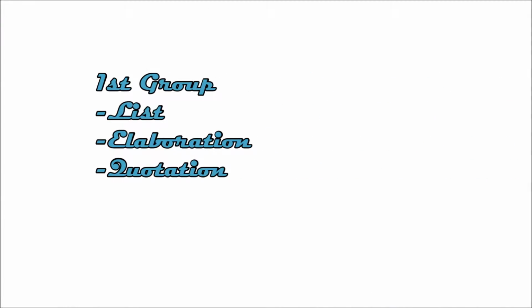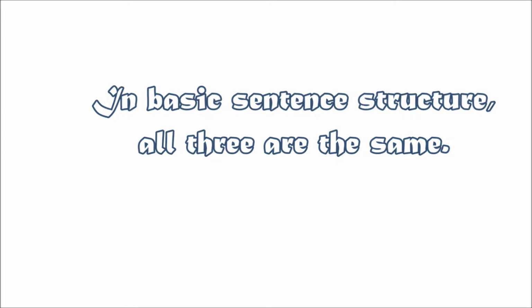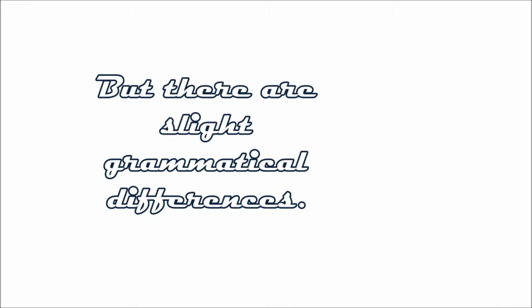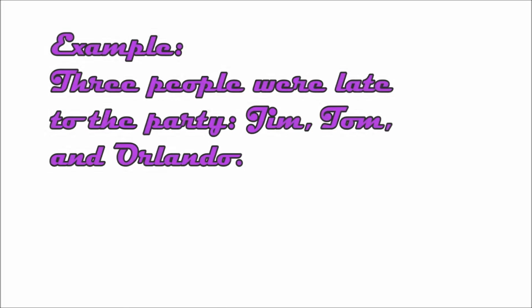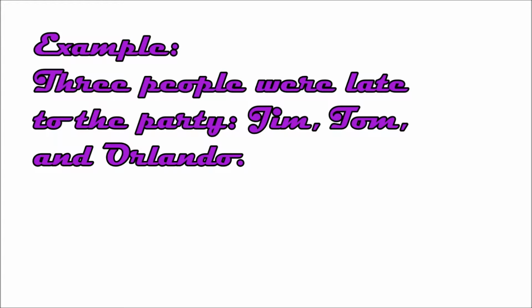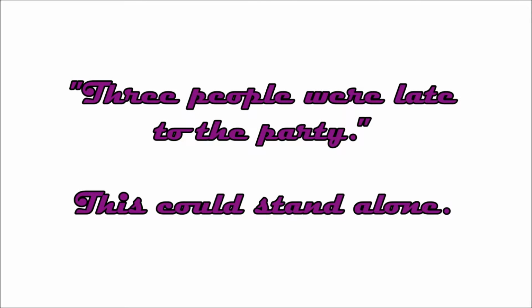The first three, list, elaboration, and rule or principle, are all pretty similar and not very difficult, but they each have slight differences that I have to cover. So I'm going to start with list. Here is an example of using colons with a list: Three people were late to the party: Jim, Tom, and Orlando. As you can see, the first part of the sentence could stand alone, which follows our first rule.